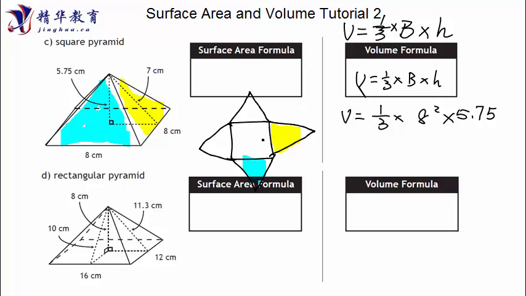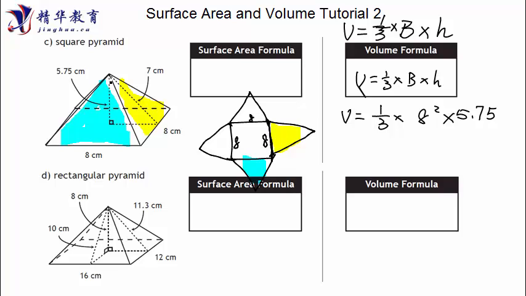Make sense? All right, so let's find the triangle and square areas first. The square is easy, right? The square is 8 times 8 is 64, and that's it. What about the triangle here? This part is the base, which is 8, right? And base times height divided by 2 is how to find the area of a triangle. What is the height? Is the height equal to 5.75?